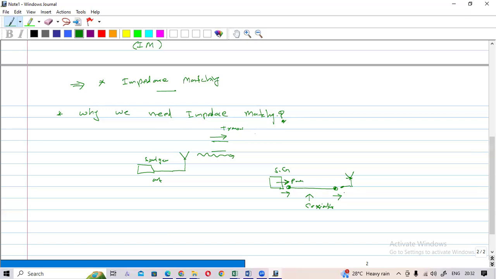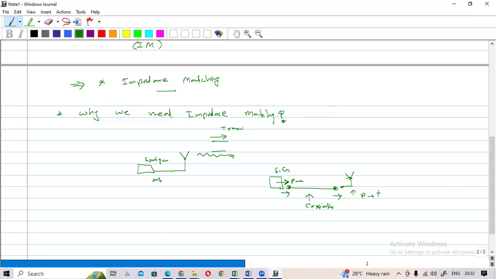So we need to give this power as much as possible. We need to reduce the loss and keep the power as much as possible. Otherwise, it will be a disadvantage. If there is a power loss, it will be a disadvantage.